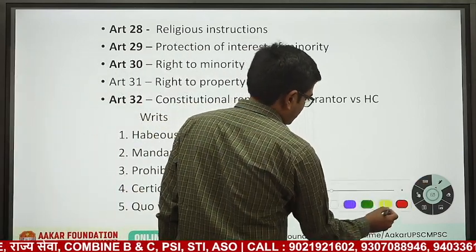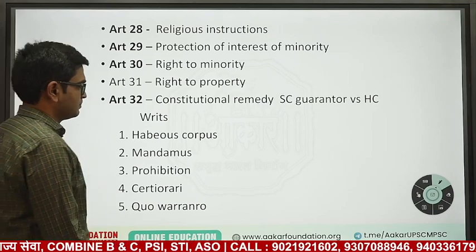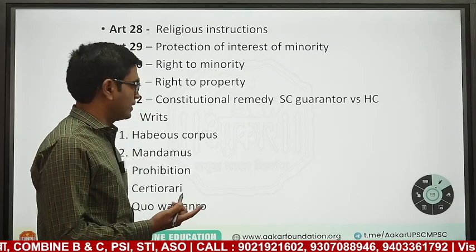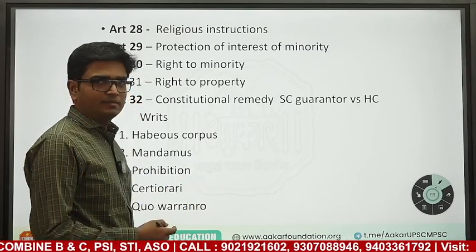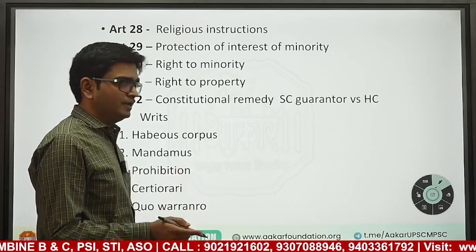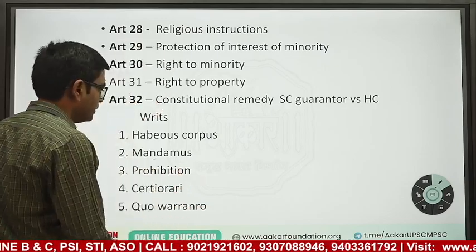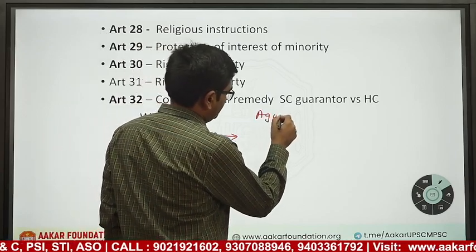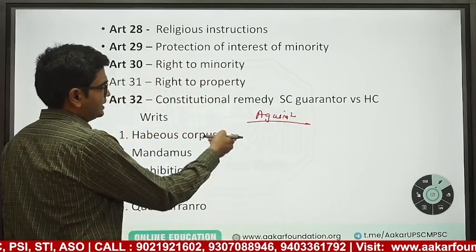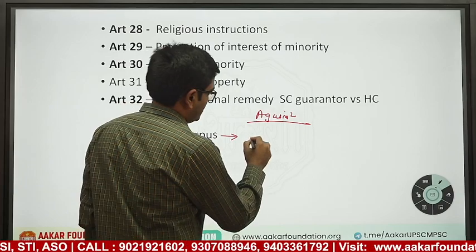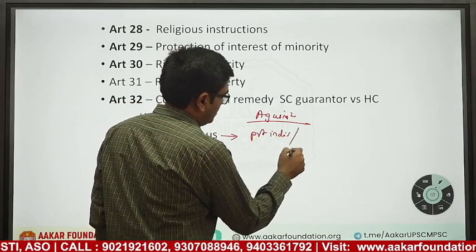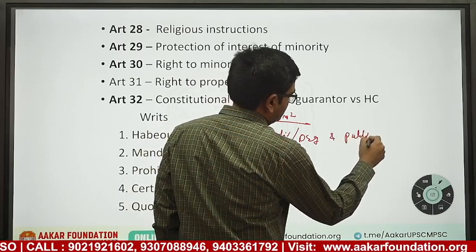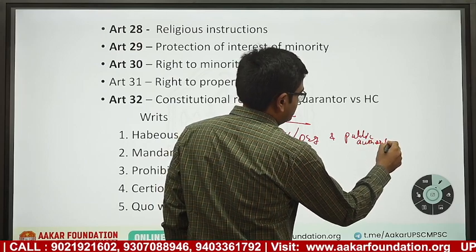So there are a few writs. Writ one is habeas corpus, which means show the body. If a person is illegally detained, you can go to the Supreme Court and ask for a habeas corpus petition, and the court will ask them to show up in court. That is called habeas corpus. Against whom can this writ be issued? It can be issued against a private individual or organization, and even against a public authority, for example, the police.